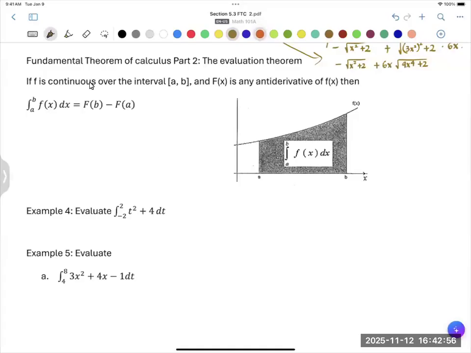Now let's look at part 2. Part 2 is the evaluation theorem. So it means we're going to use part 2 to evaluate. Evaluate what? Evaluate the area under the curve.